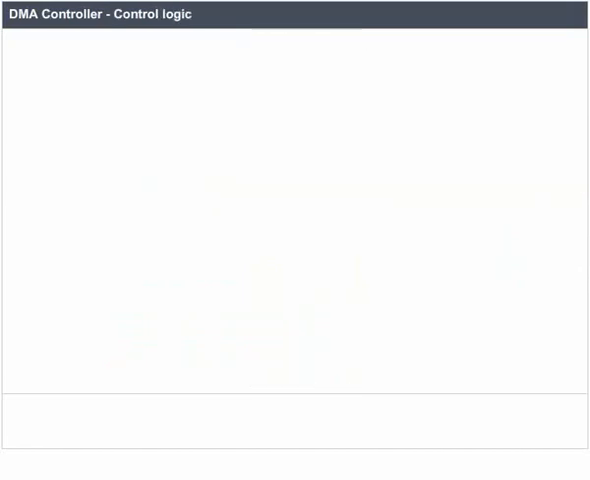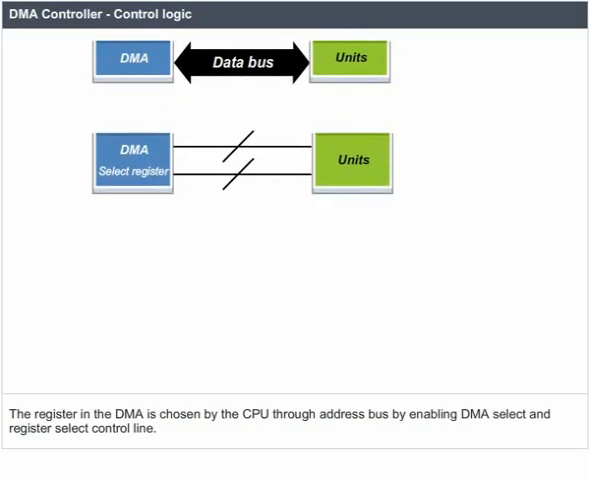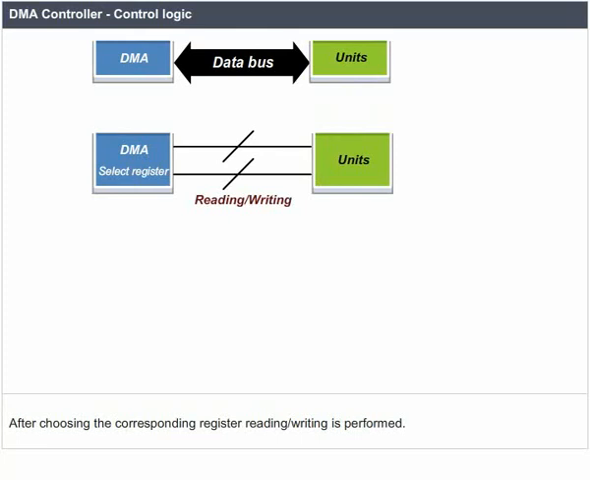DMA controller control logic. The unit communicates with the CPU through data bus and control lines. The register in the DMA is chosen by the CPU through address bus by enabling DMA select and register select control line. After choosing the corresponding register, reading or writing is performed.